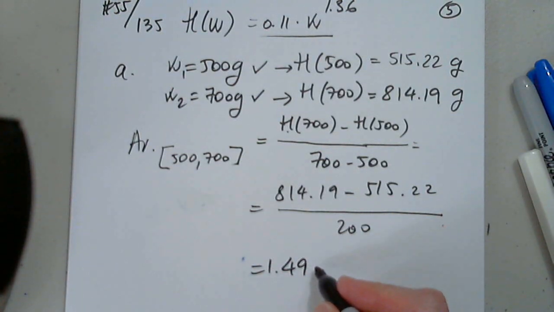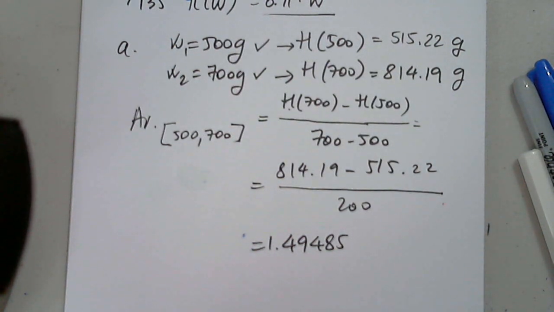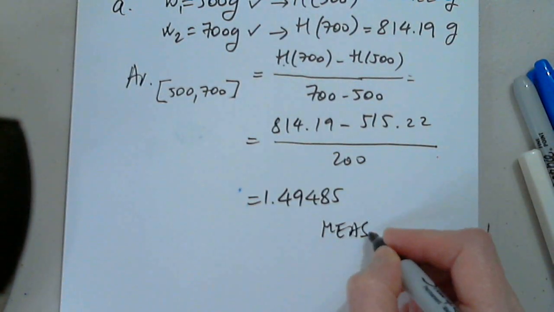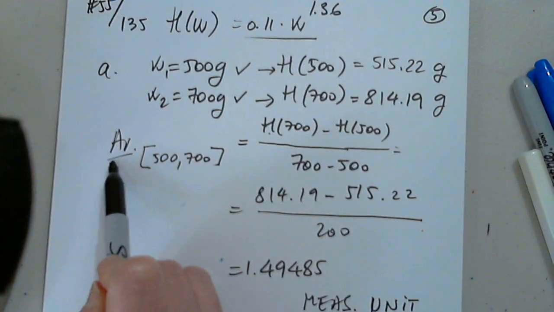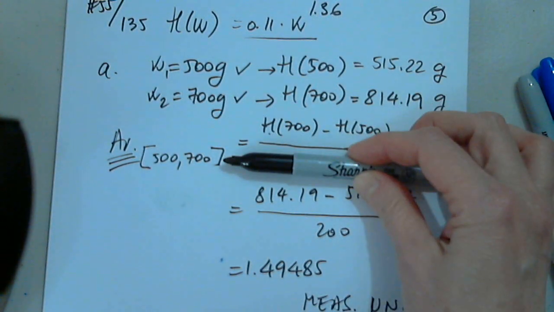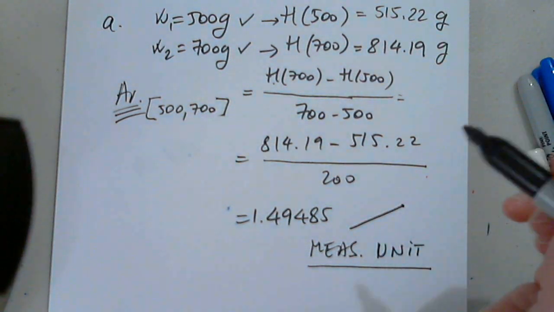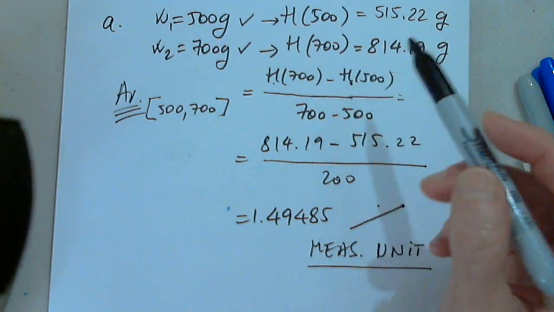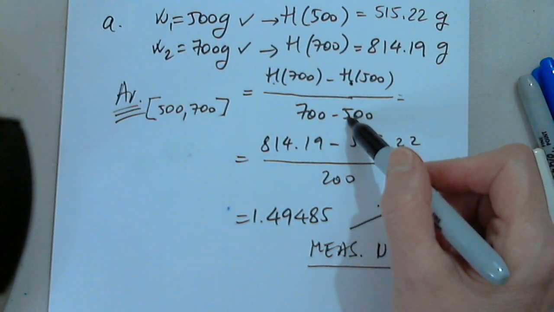I don't know how many decimal digits they wanted, so I'm going to copy the whole thing. I didn't look and see. But what is absolutely crucial is the measurement unit. Please, any average rate of change or any average rate is a ratio. The measurement unit has to be a ratio. The top measurement unit comes from the measurement unit of the numerator, and the bottom comes from the measurement unit of the denominator.